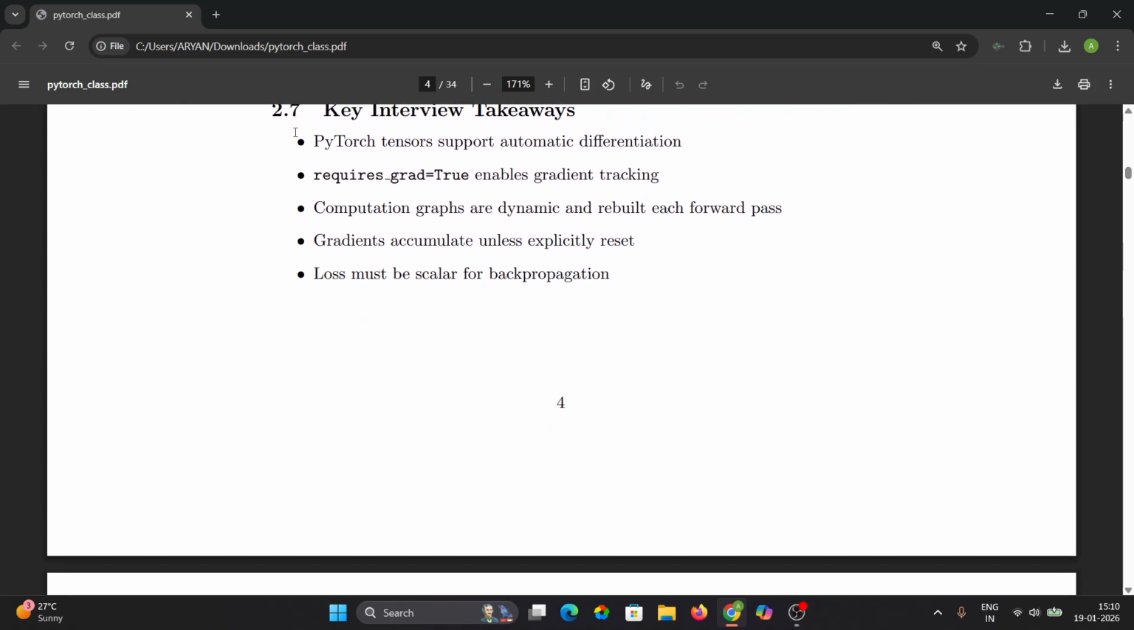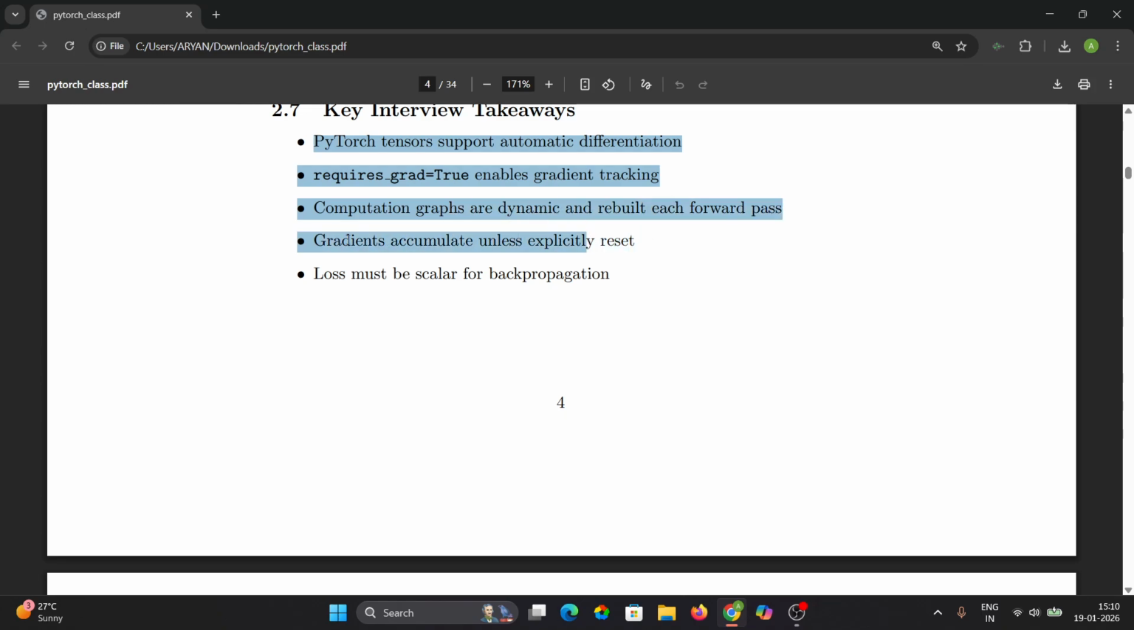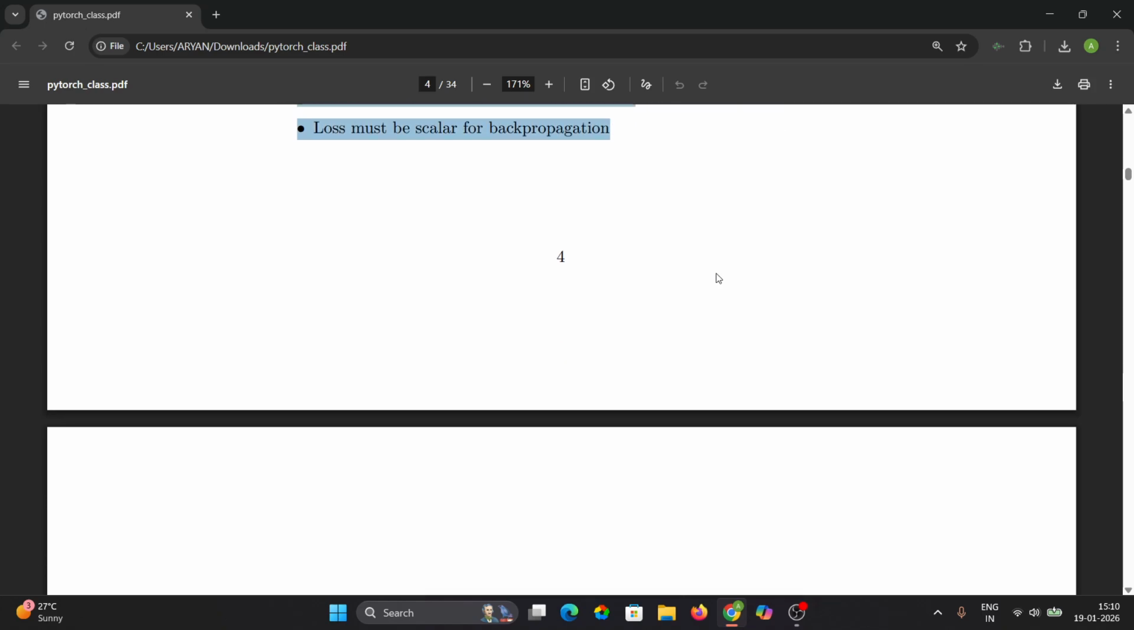Key interview takeaways: PyTorch tensors support automatic differentiation, requires_grad equals True enables gradient tracking. Computational graphs are dynamic and rebuilt on each forward pass. Gradients accumulate unless explicitly reset. Loss must be scalar for backpropagation.